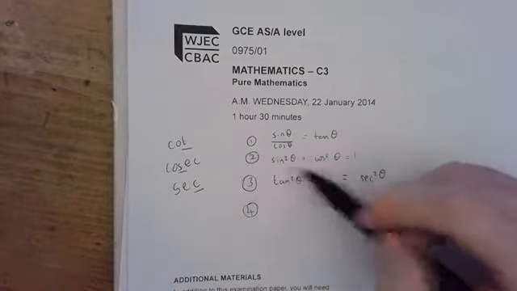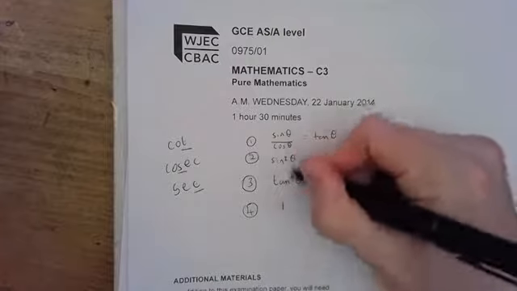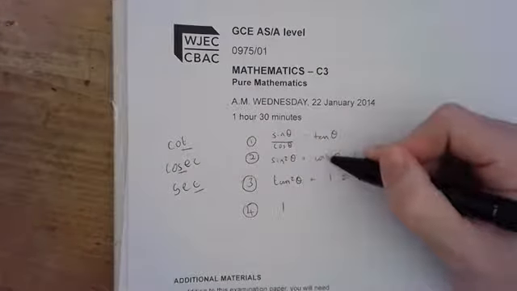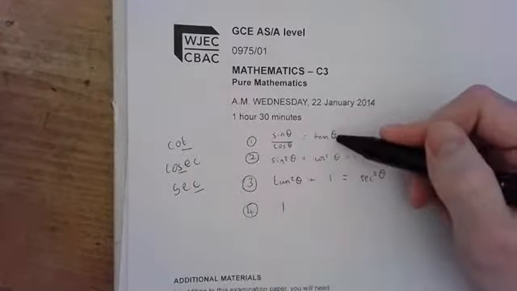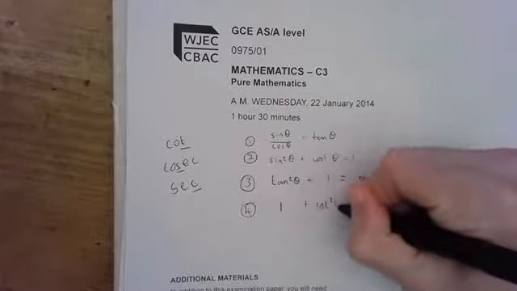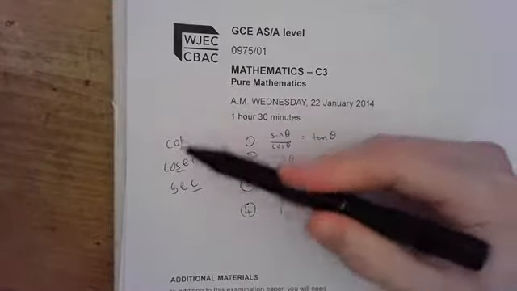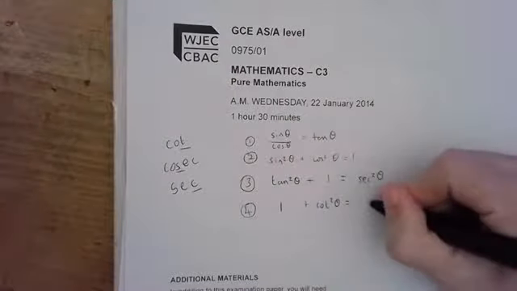So now I've divided everything by cos squared, so now I'm going to divide everything through by sine squared. So sine squared divided by sine squared is 1. Cos squared divided by sine squared would be 1 over tan. 1 over tan is cot, so it's 1 plus cot squared theta is equal to, and then 1 divided by sine squared would be cosec squared.